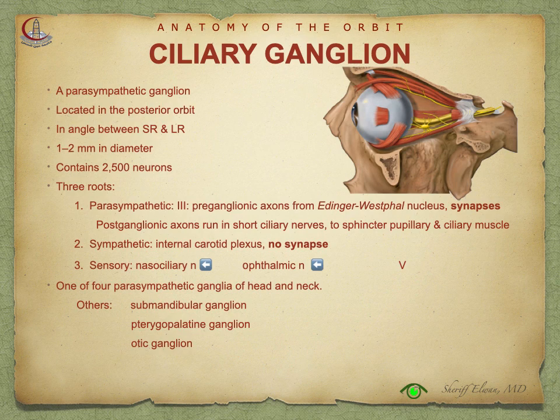The parasympathetic roots come from the 3rd nerve, which are the preganglionic axons from the Edinger-Westphal nucleus of the 3rd nerve. These synapse in the ganglion, and the postganglionic axons run in short ciliary nerves to the sphincter pupillae and ciliary muscle. The sympathetic roots come from fibers around the internal carotid artery, that is the internal carotid plexus, and pass within the ganglion without synapse. The sensory roots come from the nasociliary nerve, a branch of the ophthalmic nerve.